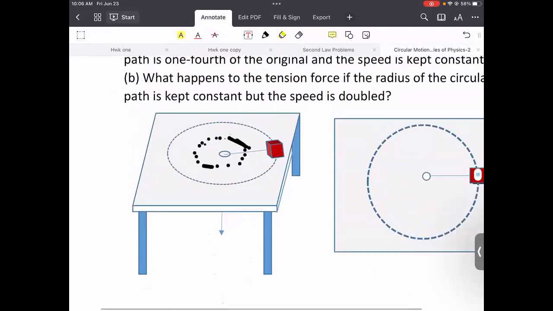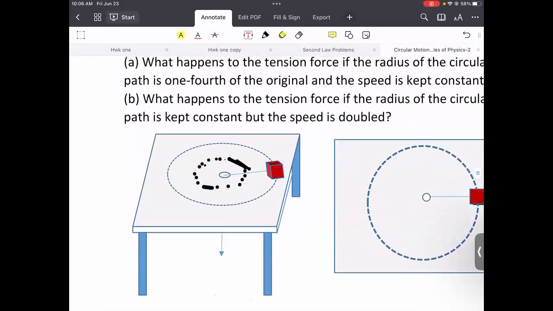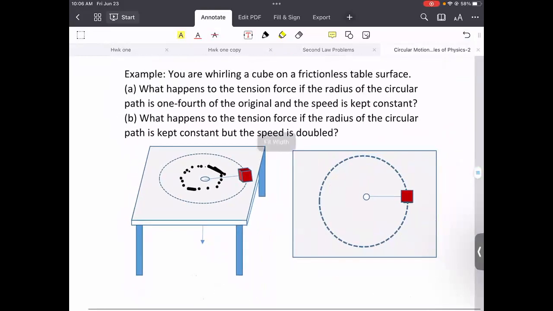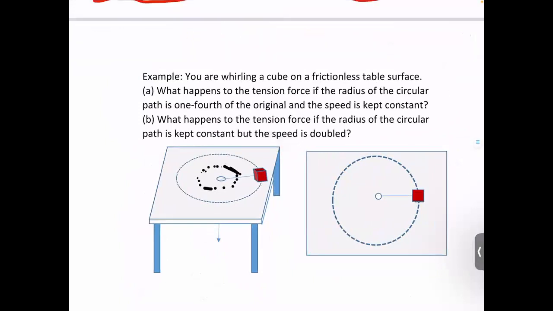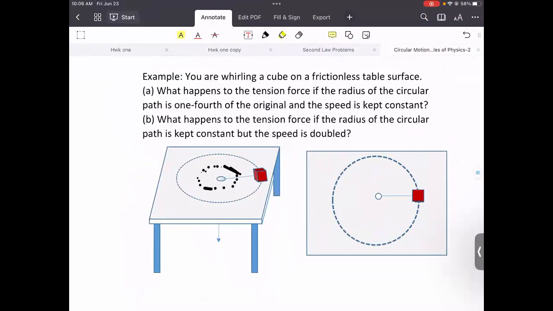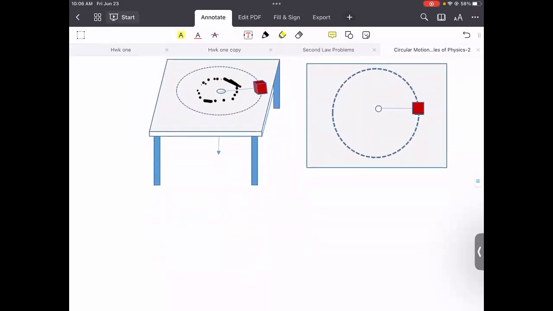All right, so what's the other question? The other question is, what happens to the tension force if the radius of the circular path is kept constant, but the speed is doubled? So we're going to do the same approach.